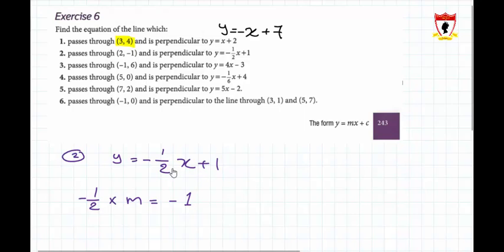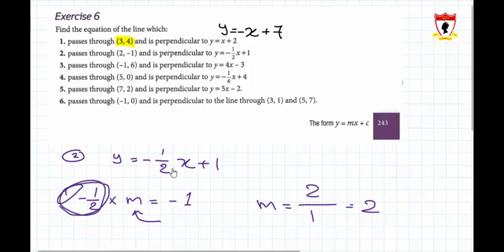to make this easier, m is always the upside down version of this number, always the upside down version of this number with a different sign. Now this is negative 1 over 2. So m will be positive. It's 1 over 2, m will be 2 over 1, and 2 over 1 is equal to 2. So m is always the upside down version of this number with the opposite sign. This will help you. Then m is equal to 2.